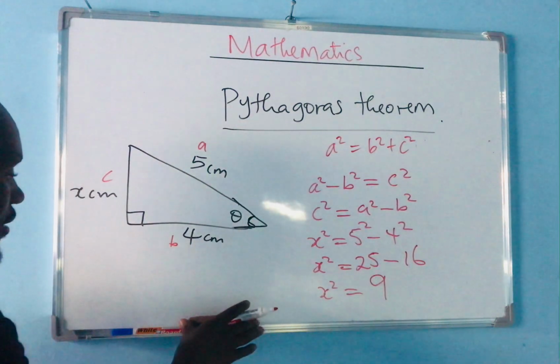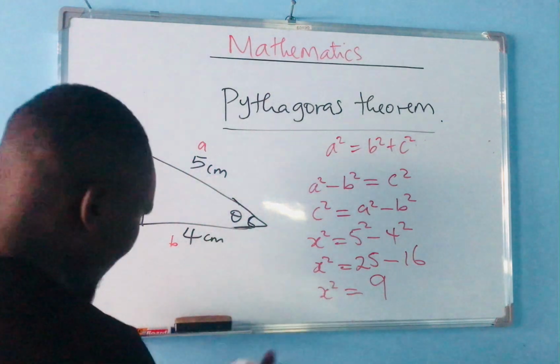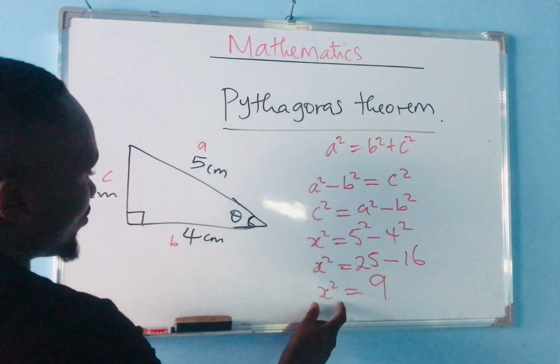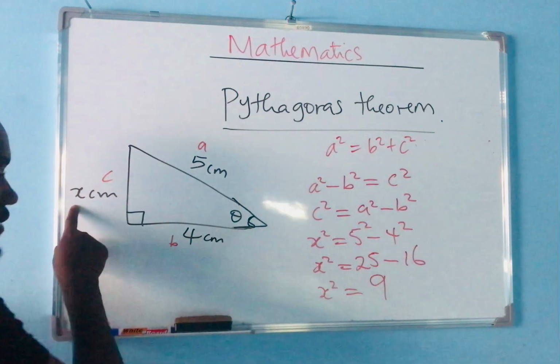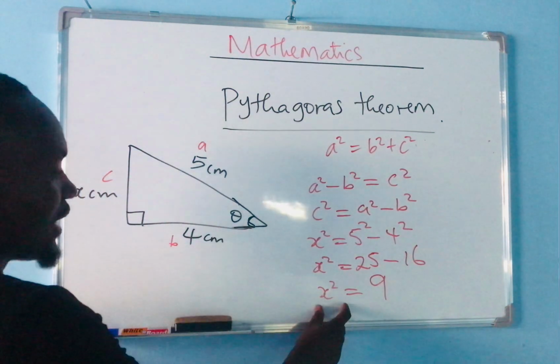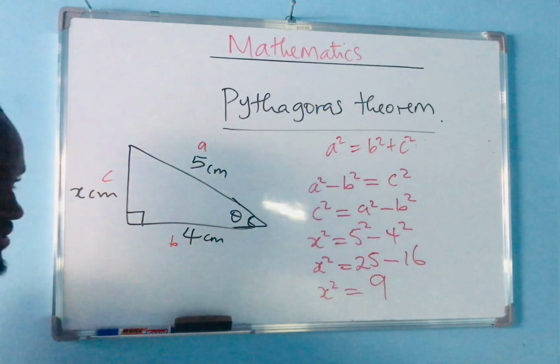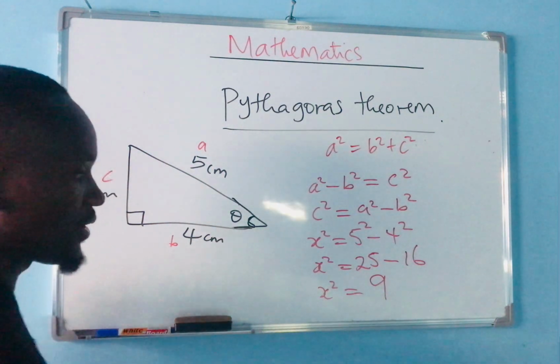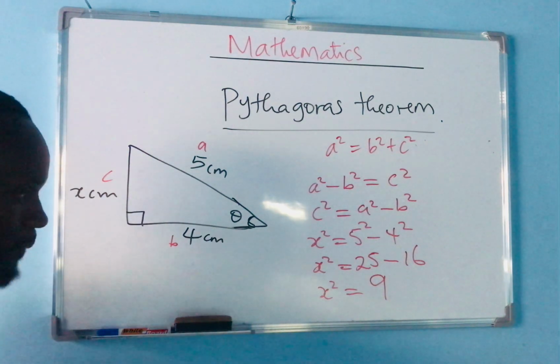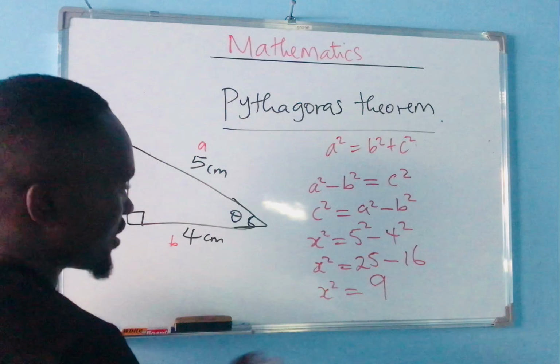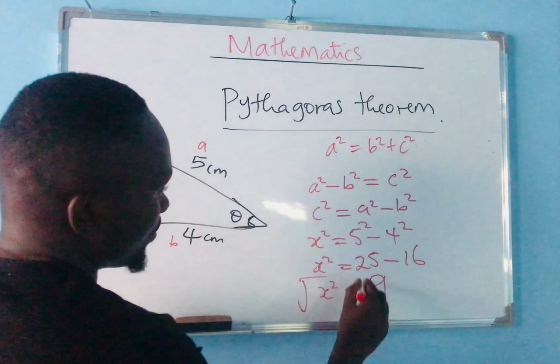We're not trying to find x squared here. We're trying to find the value of x. Remember, we're not finding x squared. If we were finding x squared, we would have stopped here. But we're actually finding the value of x. So here we're going to introduce the square root.